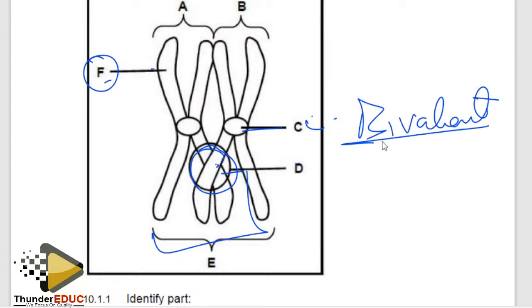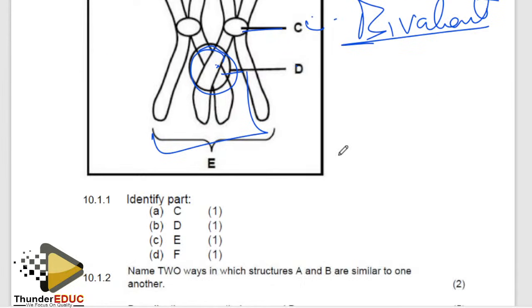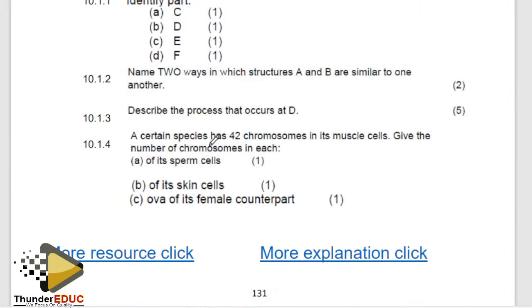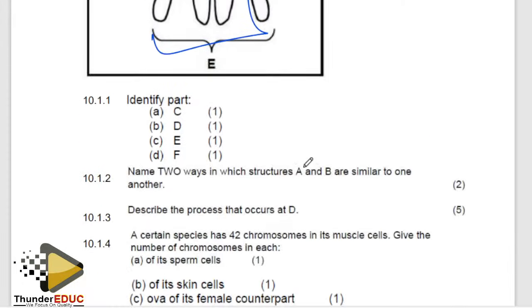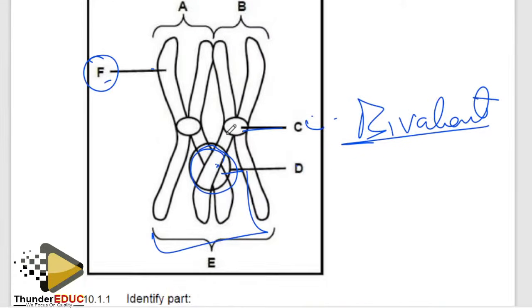Bivalent. Someone might ask me the spelling. Yes. So identify. Okay, we have done that. Name two ways in which structure A and B are similar. Structure A and B, how are they similar? How are these two structures similar? They have the same size and shape.